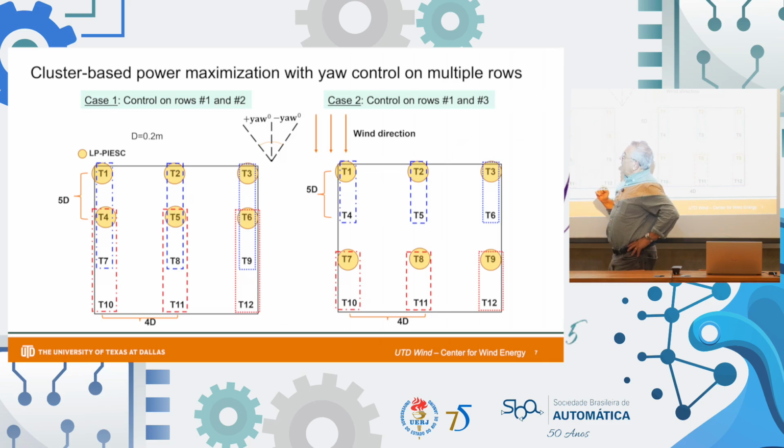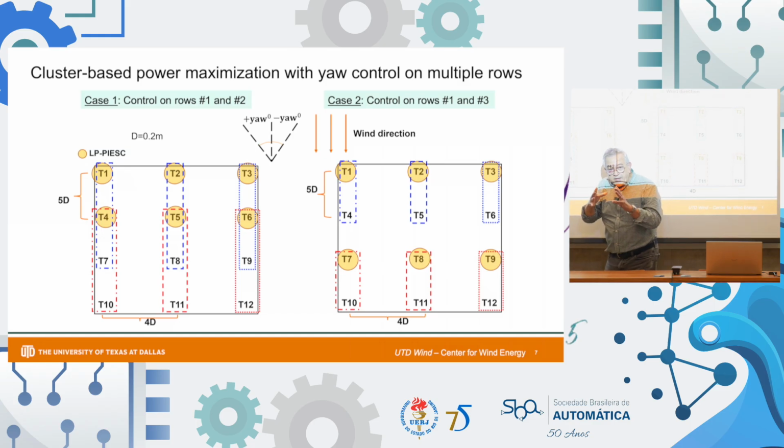And we are going to use the power of the turbines to drive that extremum seeking. So for example, T1 is driven by the addition of the power of T1, T4, and T7. The T4 extremum seeker is driven by the power of T4, T7, and T10.